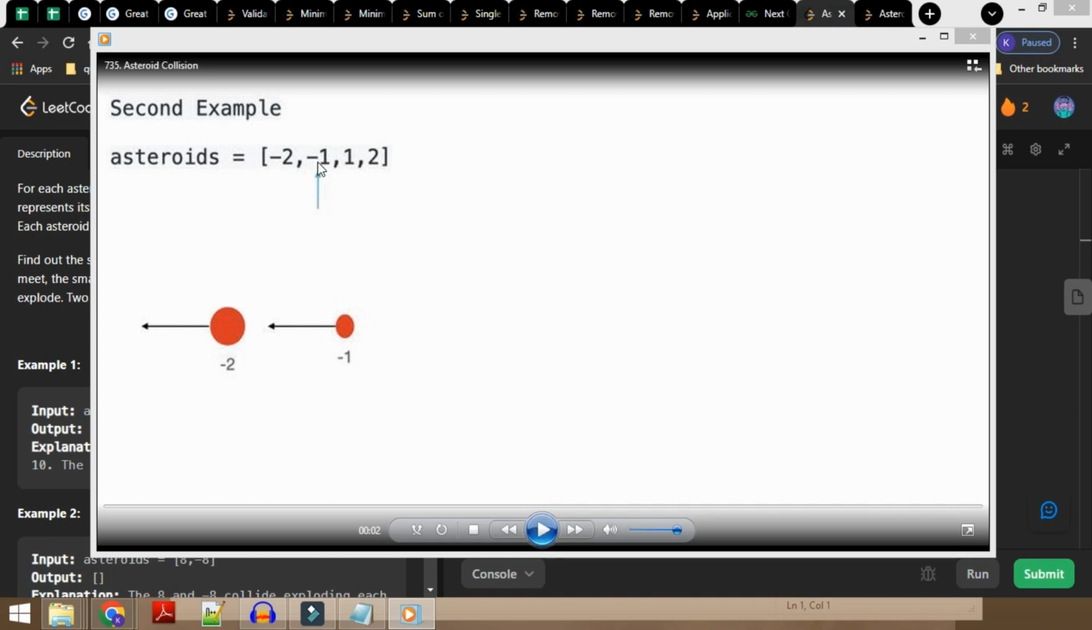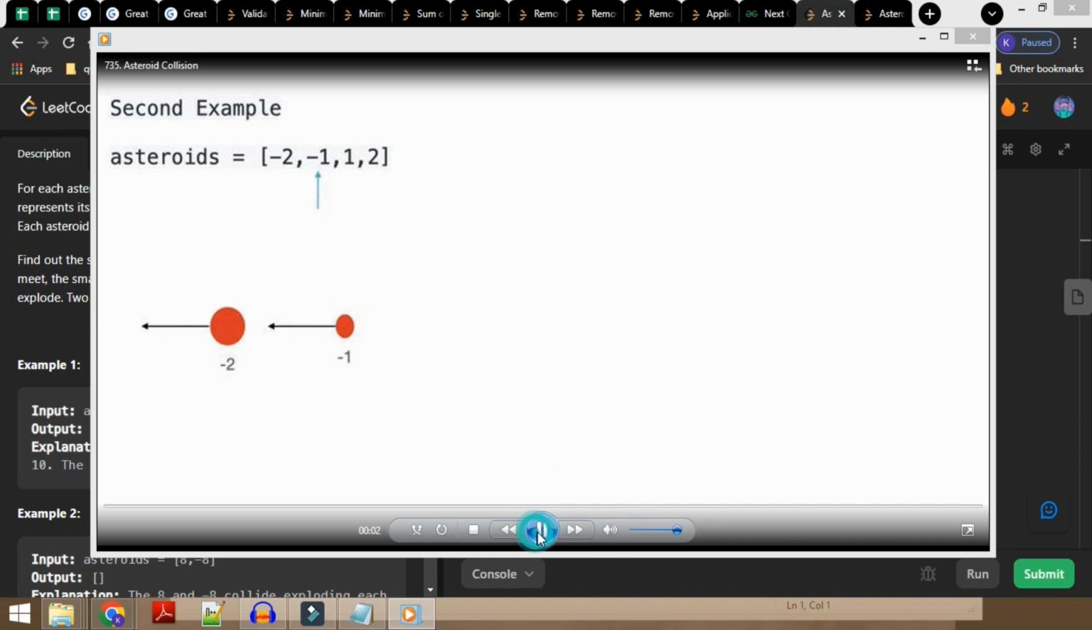Minus 2 and minus 1. This is the catch for this particular question. If two negatives or two positives are coming, they are not going to collide ever, right? They're just going to be moving in the same direction till the end. So with minus 2 and minus 1, we don't need to worry about it, we just have to add the values, right? We don't need to do anything.